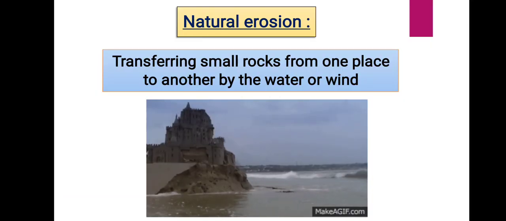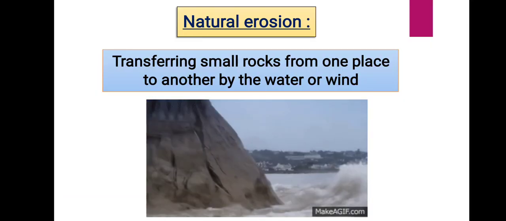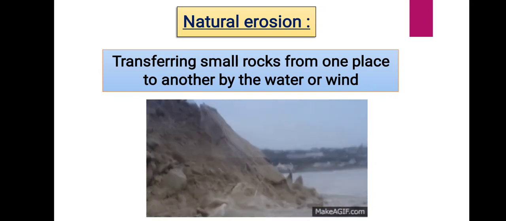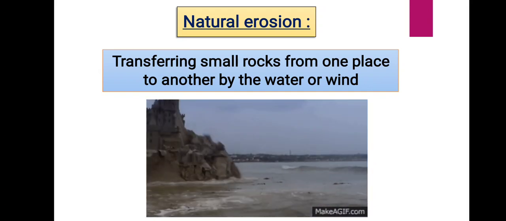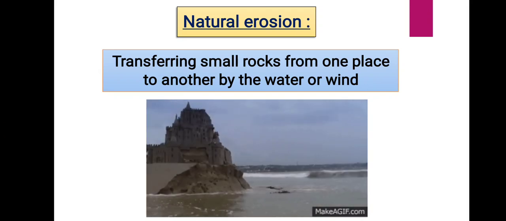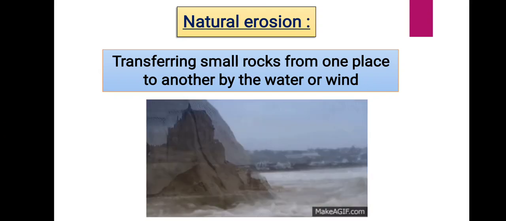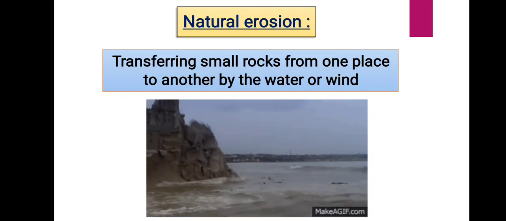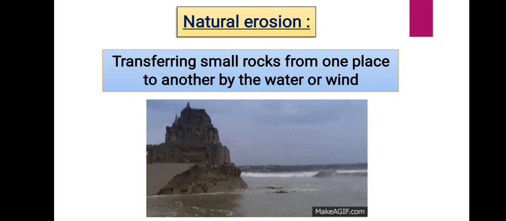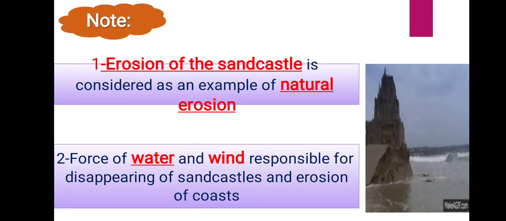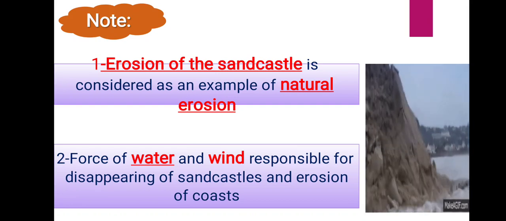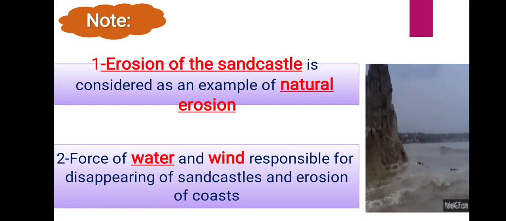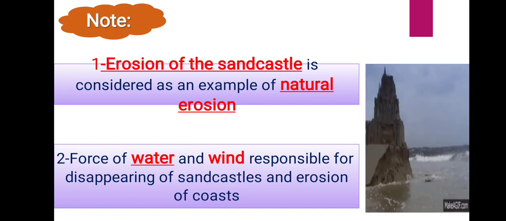Look at this picture. What happened to the sandcastle? It disappeared because of the sea waves. When the sea waves hit the sandcastle, it will disappear because the sea waves damage it and take the small particles of the sand from one place to another place. And we must know that the water and the wind are responsible for the erosion. The erosion is made by the wind or by the water.